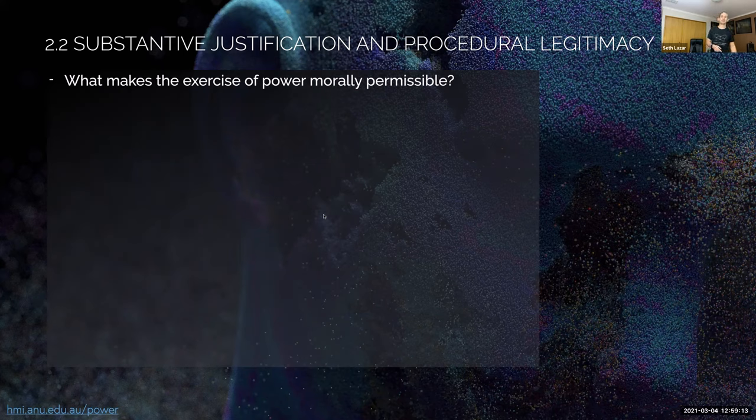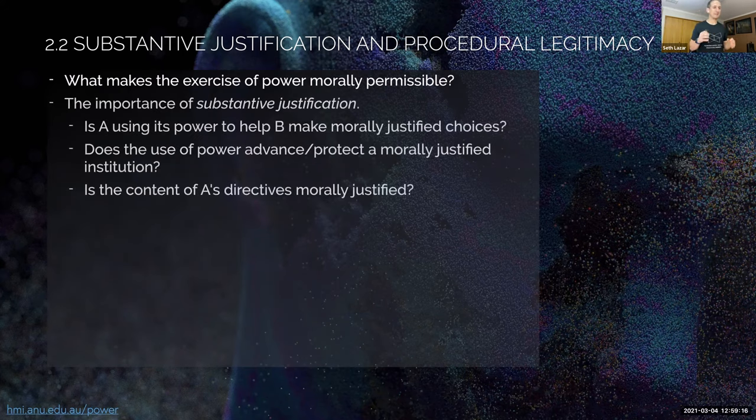Okay, so I want to give you this distinction between justification and legitimacy, or if you like, substantive justification and procedural legitimacy. A paper that I really like on this, which I've put in the references at the end, is by A. John Simmons, called Justification and Legitimacy. So first there's the question of substantive justification. If A is using power over B and the goal is governance or something worthwhile, the question is: is A using its power to help B make morally justified choices? Is A enforcing what B ought to do anyway? That would be substantive justification.